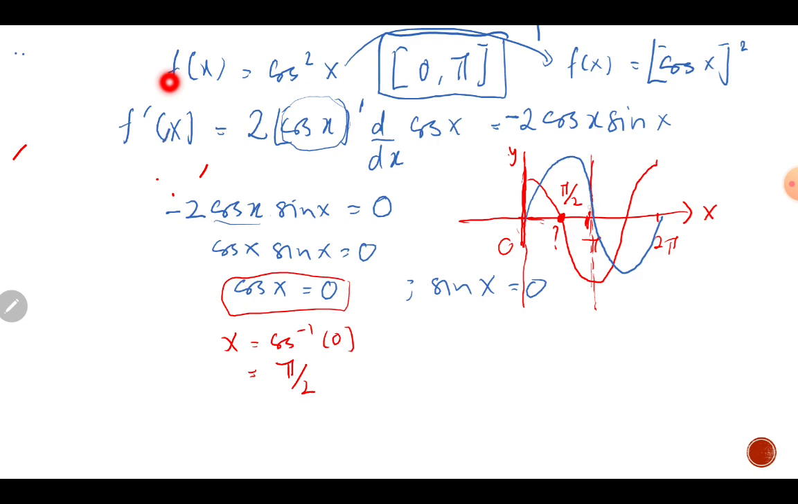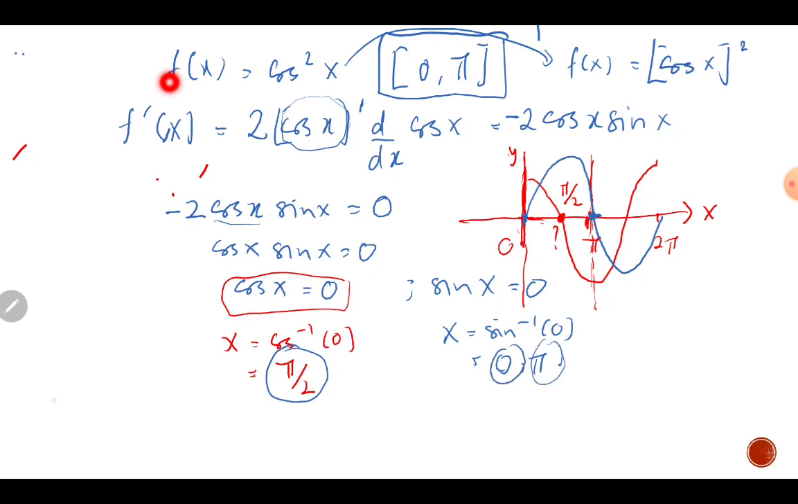Okay, dan kita hanya nak consider from 0 to pi sahaja. Okay, from 0 to pi sahaja, jadinya dia punya value of x equals to sin inverse of 0, you will get kat sini lah 0 and pi. Okay, so sekarang ni we have 3 critical numbers, pi over 2, 0 and pi.